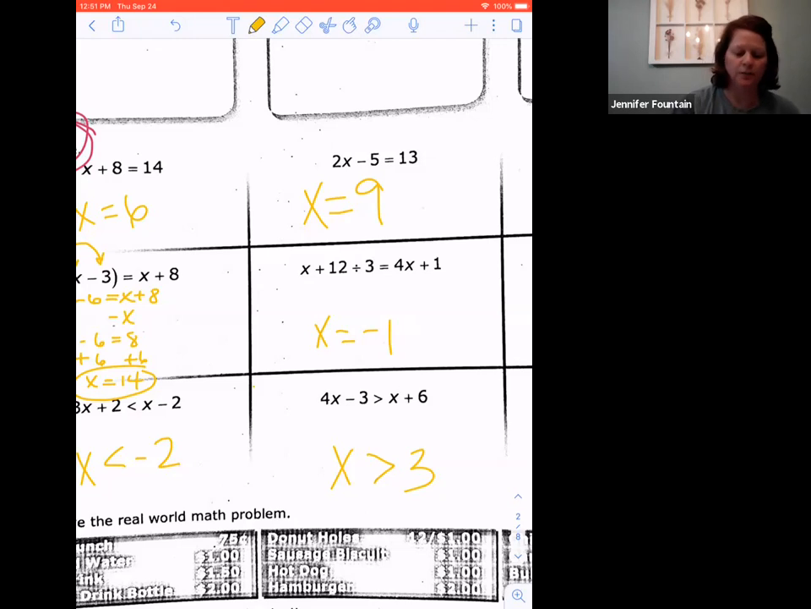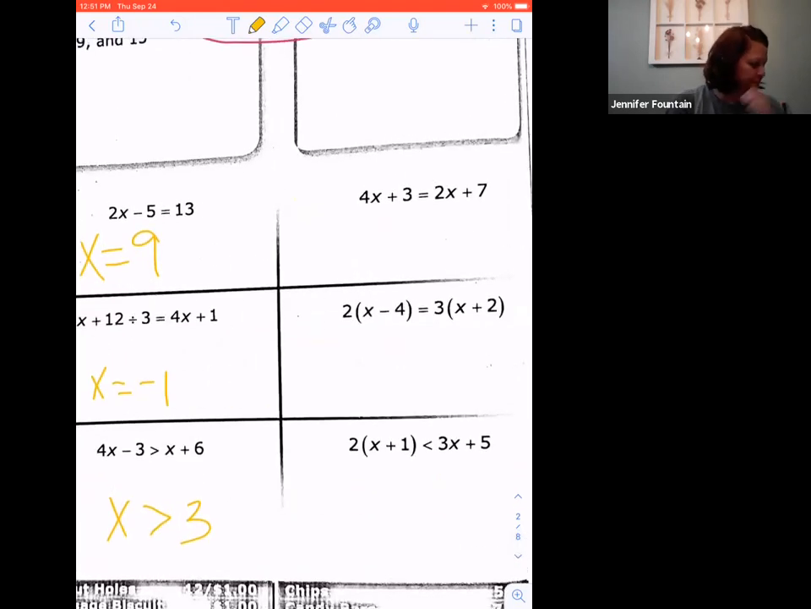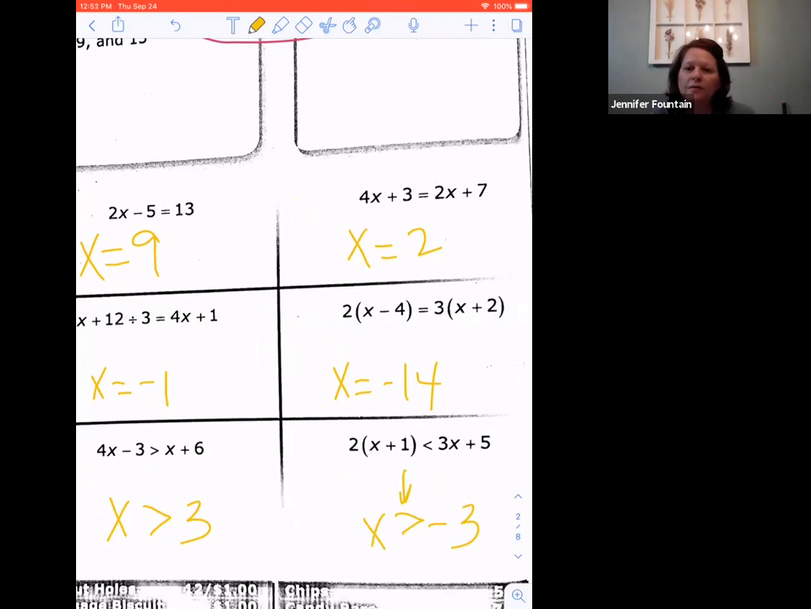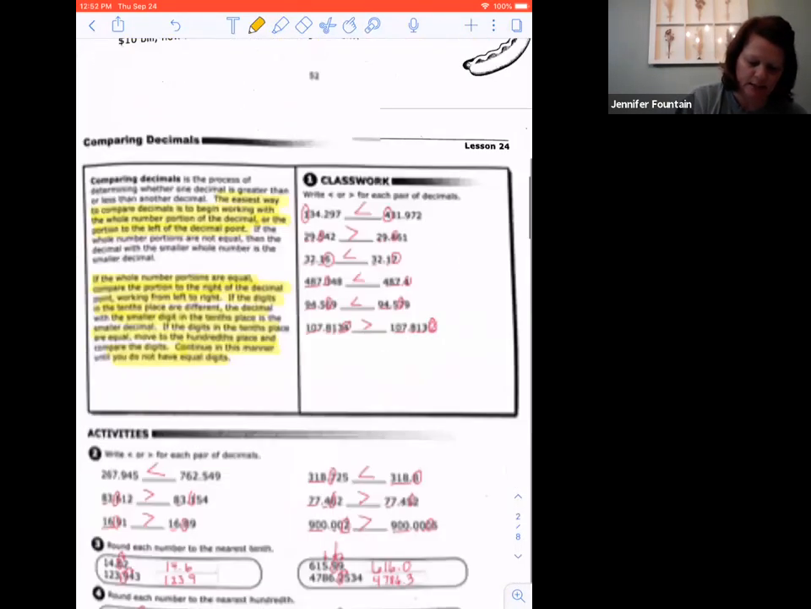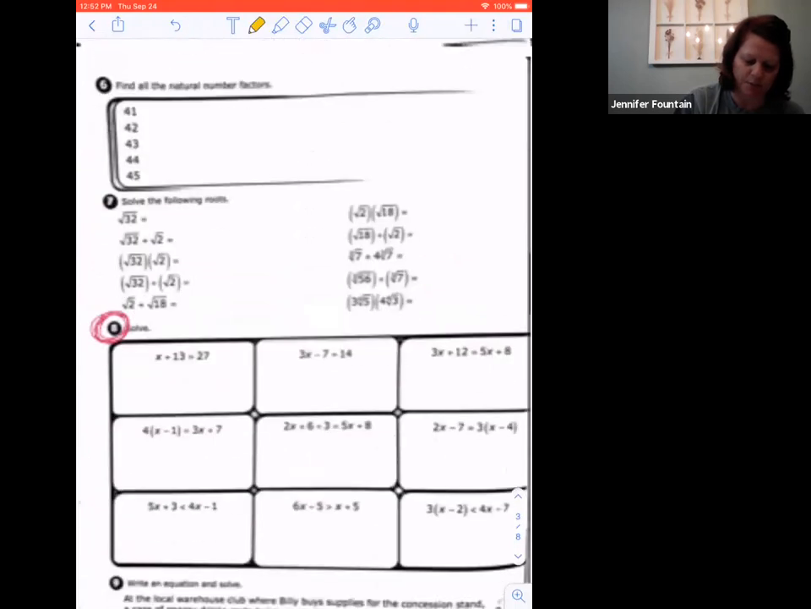Okay, let's look at the right-hand column. X equals 2. X equals -14. X is greater than -3. Did you remember to flip that sign? Any of those you want me to work out? Remember, if you have questions, let me know so I can work them out. All righty. Then our last little bit of homework was page 54, activities 8. So we're going to jump on down to 54.